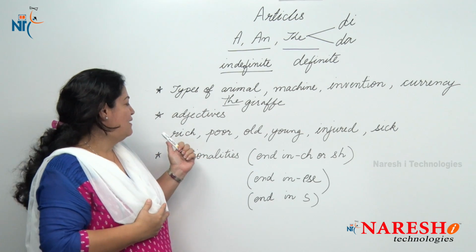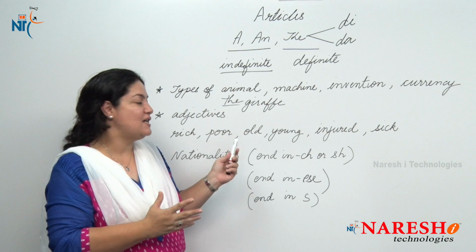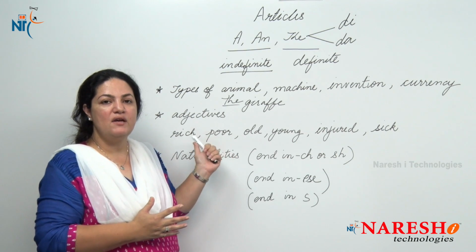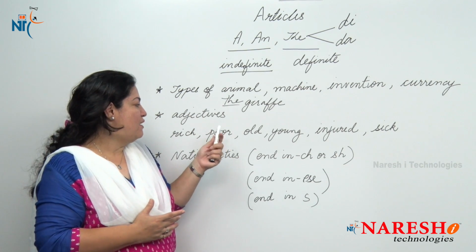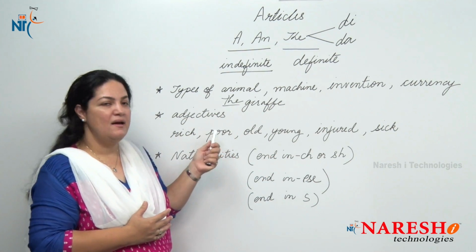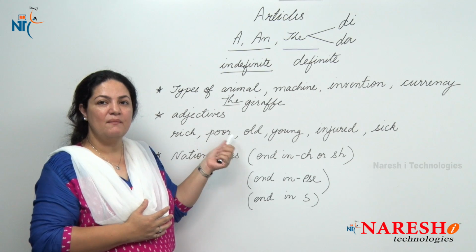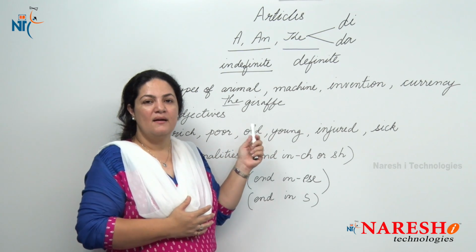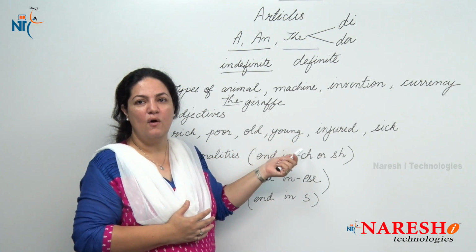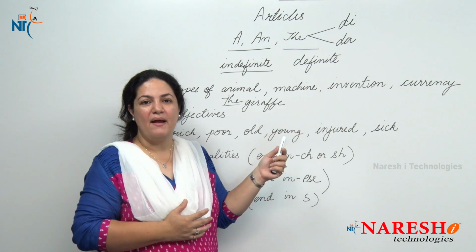Okay. So here if it's on the whole for the entire group that you are using or the entire community that you are using, then we use the. But if you are using for an individual person, then we use a. For example, now I say a poor man. Now here if I want to use it as a community, then I say the poor needs to be taken care of. Okay. Then old, he is an old man.